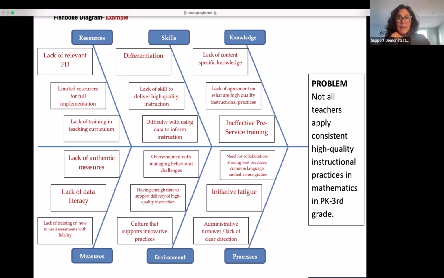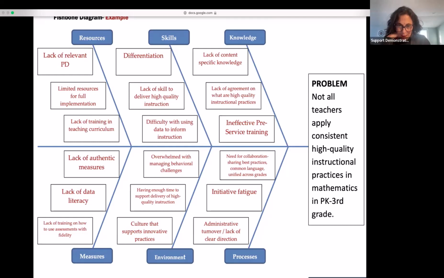Potentially, there could be lack of content knowledge. So maybe the teachers don't actually have the content knowledge that they need. Maybe the next box down, the teachers don't all agree on what best practice is. So what they've basically done is they thought, I'm going to do my own thing and I'm going to shut the door. And then the third one there is potentially ineffective pre-service training. Now, we don't necessarily have control over pre-service training, so I would put an X through that.